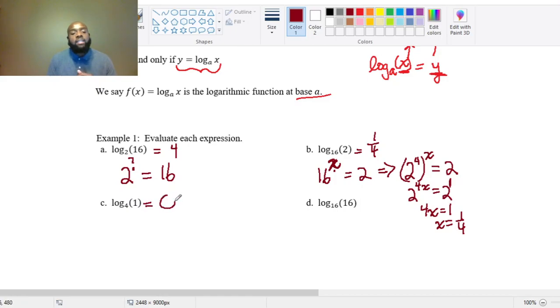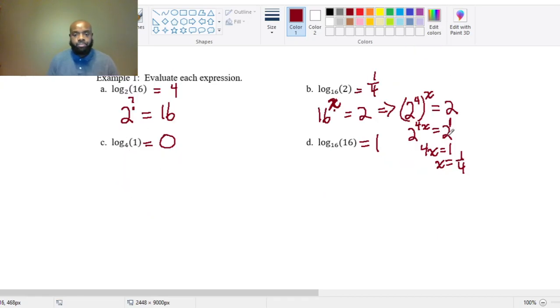All right, and so that is going to be 0. And then part D, what power do I raise 16 to in order to get 16? Well, 16 to the first power is 16. So log at base 16 of 16 equals 1.